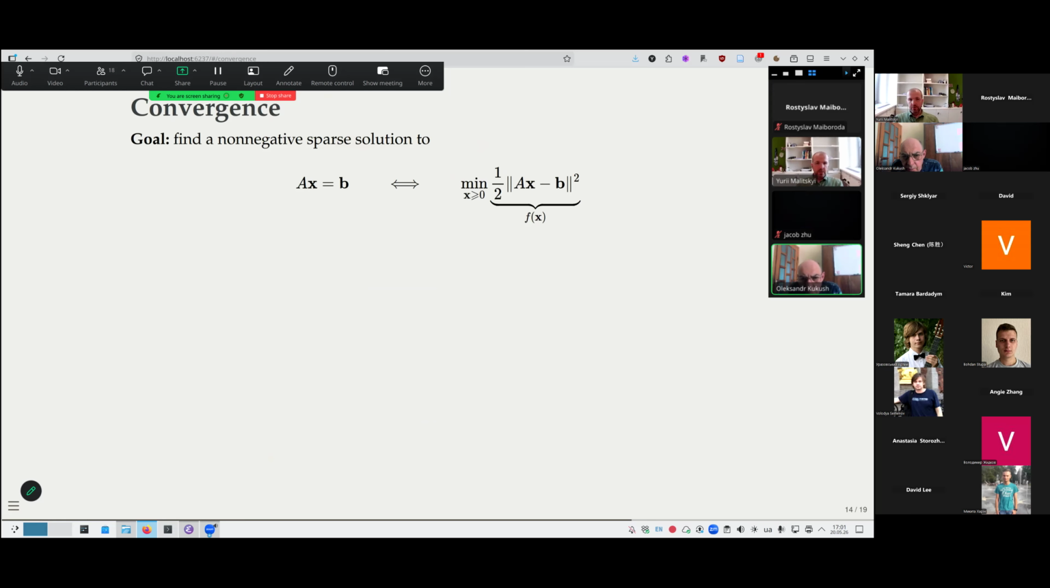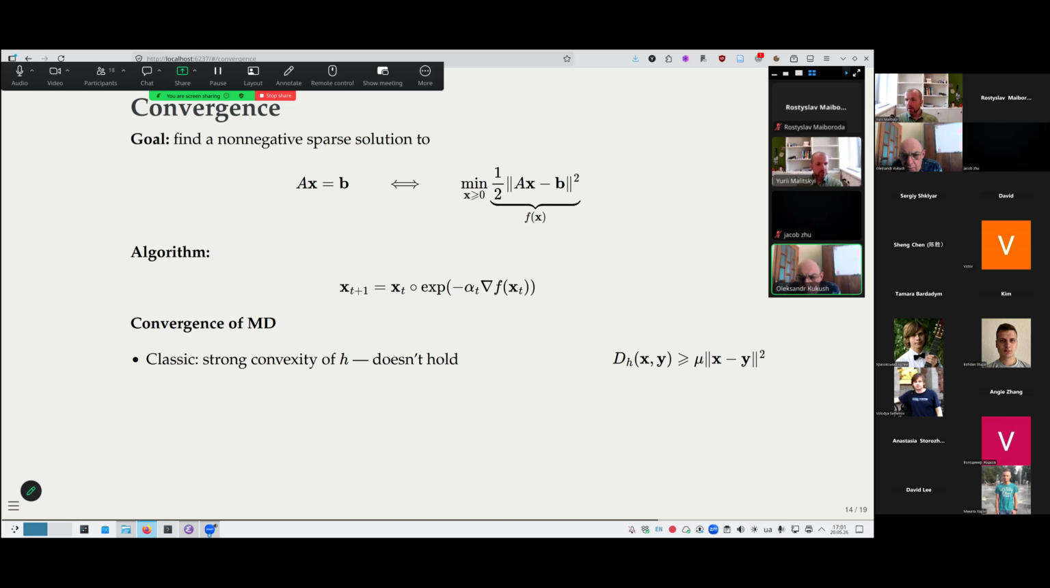Okay, so let's talk about convergence. So this is our problem. This is our algorithm. And usually, how do people study convergence of mirror descent? There are two ways to do it. The classical one is based on the strong convexity of function h, which means that this inequality should hold. The Bregman divergence, or in our case, the KL divergence, has to be greater or equal than a quadratic function. And in our case, it does not hold.